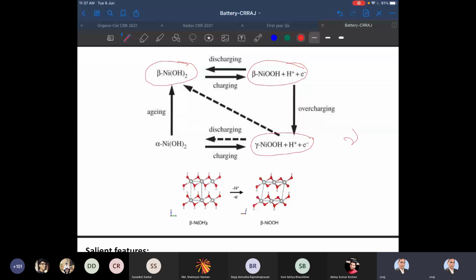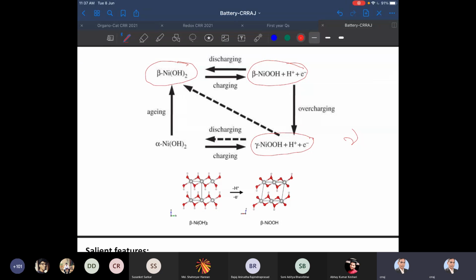Otherwise, we'll be able to address the phases. Alpha, beta, gamma. Different phases, different crystal structures. So when you overcharge, what you get is a gamma nickel hydroxide. That is the byproduct, the side reaction that takes place. And then one beauty is that this can be converted into nickel hydroxide.